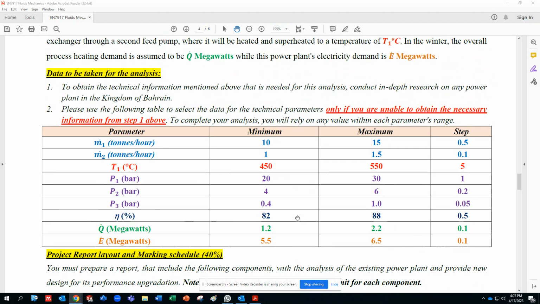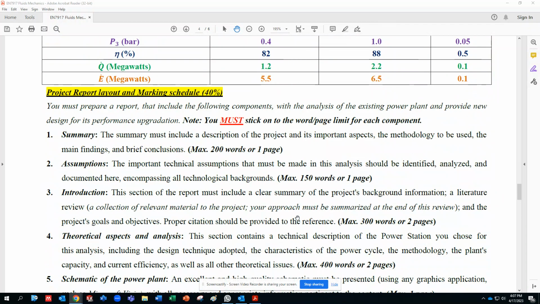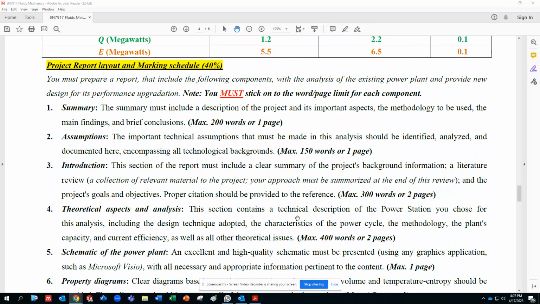What you have to do, you have to do a thorough research on the analysis. What is the present efficiency of the power plant, and what should be the improved or enhanced efficiency of the power plant? What should be the deviation from your project report?